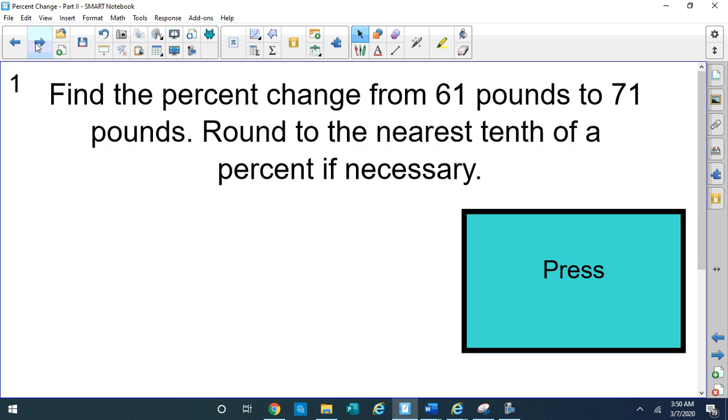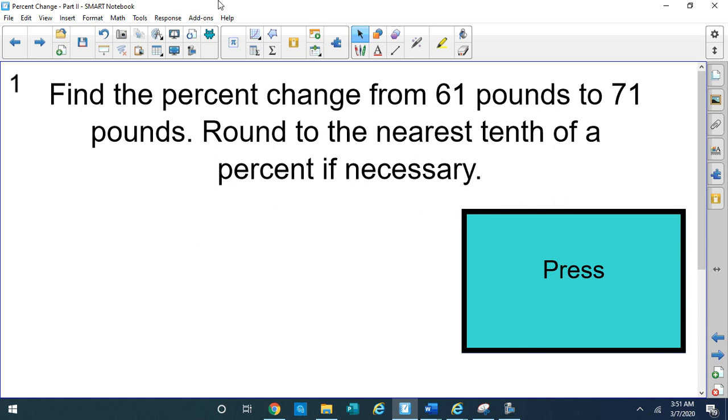So let's get into our first question. Find the percent change from 61 pounds to 71 pounds. Round to the nearest tenth of a percent if necessary. All right, the first thing we're going to do is subtract the numbers. So let's get a pen and subtract these numbers.